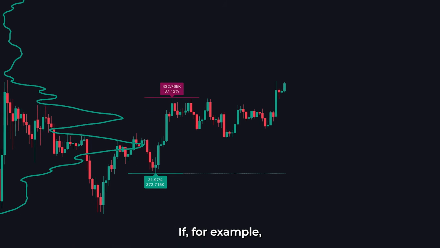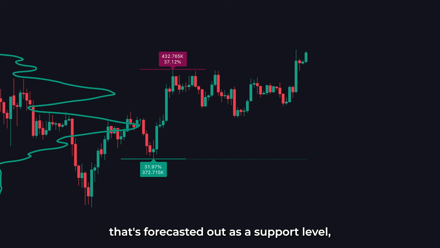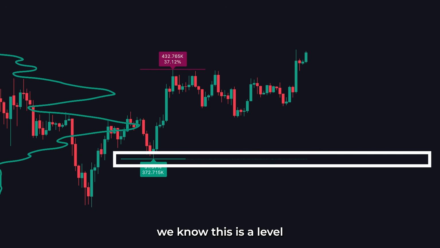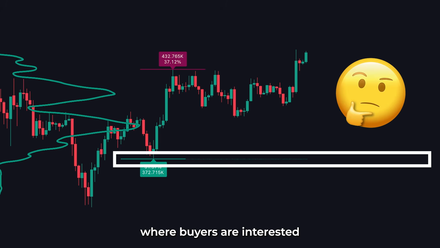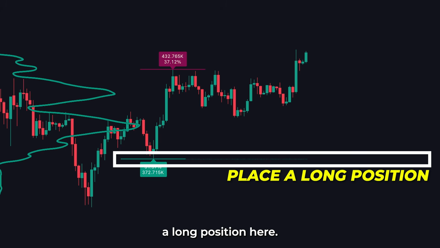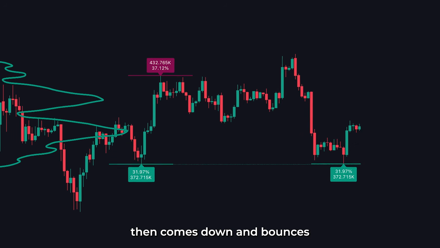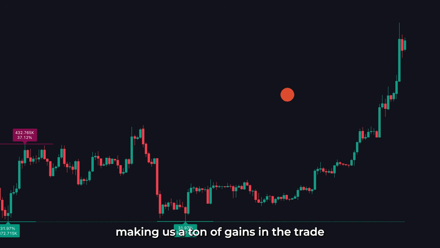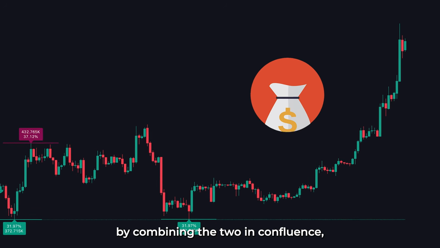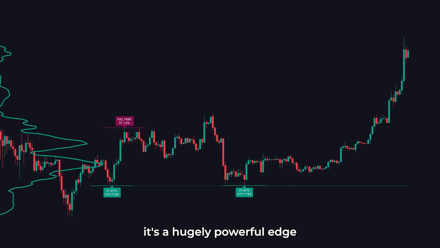traders. Here, for example, we have a green pivot low that's forecasted out as a support level. We know this is a level where buyers are interested, and therefore we place a long position here. The price then comes down and bounces perfectly off this level, making us a ton of gains in the trade. By combining the two in confluence, it's a hugely powerful edge.